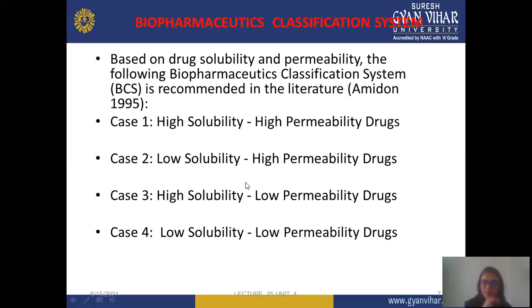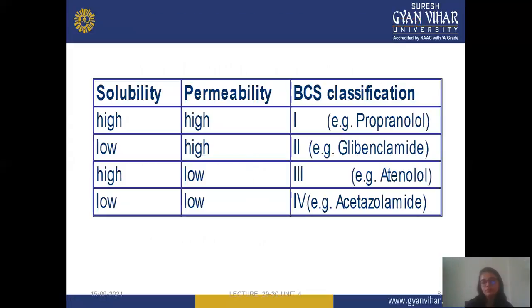In the third class, there is high solubility and low permeability. One is high and the second is low, just opposite to the second one. And class four is low solubility and low permeability. Both are low. This is all about the different classes of BCS classification, depending on the solubility and permeability rate of the drug.